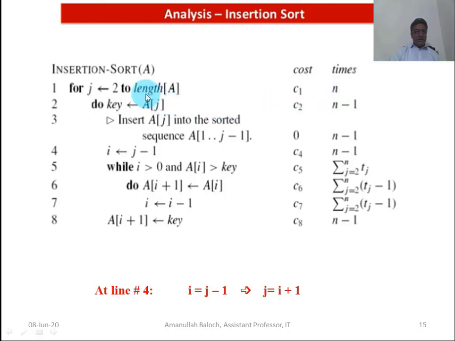And similarly, because the test condition executes one more time, it is n, then the body will execute 1 less, n minus 1 times. So this statement belongs to the body of the for loop, so it will execute n minus 1 times, and the single execution time of statement number 2 is C2, but it will execute n minus 1 times in the algorithm, so we will multiply C2 into n minus 1.